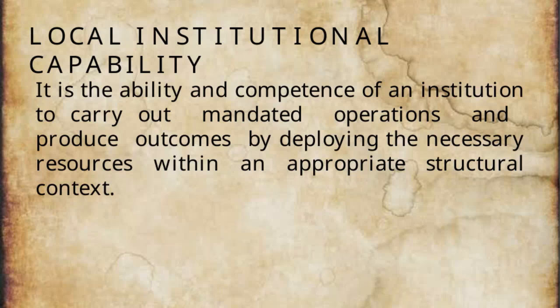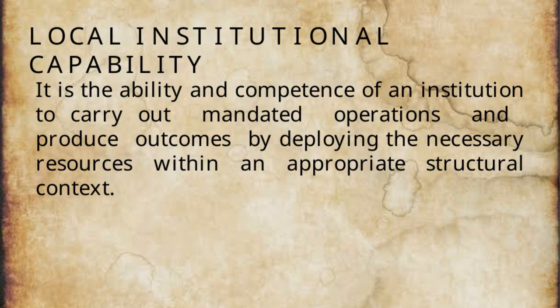When we talk about local institutional capability, we're really focusing on the institution's ability and competence. This means how well it can carry out its mandated operations. It's not just about doing things, but doing them effectively to produce the desired outcomes. To do this, an institution needs to deploy the necessary resources, whether that's human resources, financial assets, or technological tools. But it's not just about having these resources. They need to be used within an appropriate structural context.